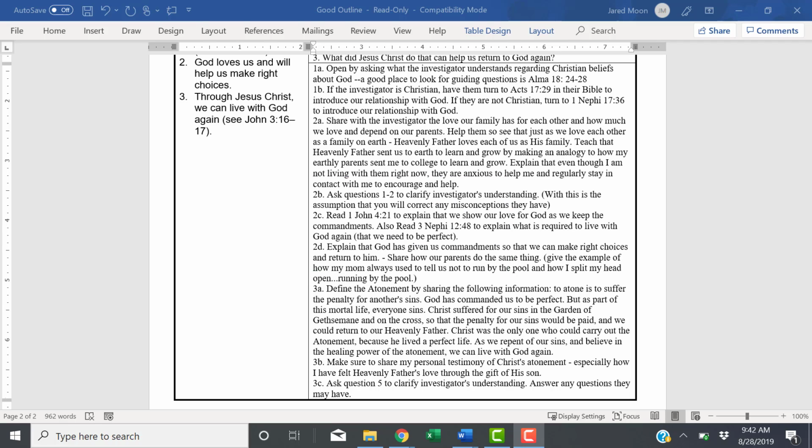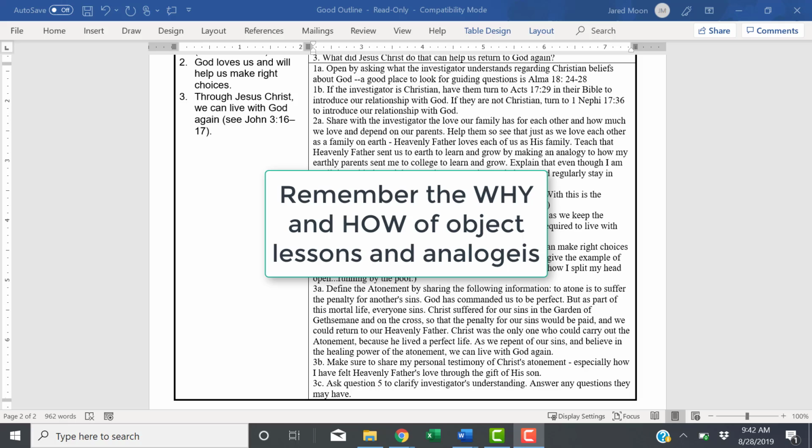Analogies and object lessons are fantastic, and you should use these, but don't forget to explain the why and how, not just the what. Meaning, don't say, I will compare God sending us to Earth to my parents sending me to college. Rather, say something like, I will compare God sending us to Earth to my parents sending me to college by sharing how much my parents love me. They want me to grow as a person, gain more education, and learn from my own experiences. Just as my parents want that for me, God wants that for each of us. So He sent us to a place where we could learn those things for ourselves.